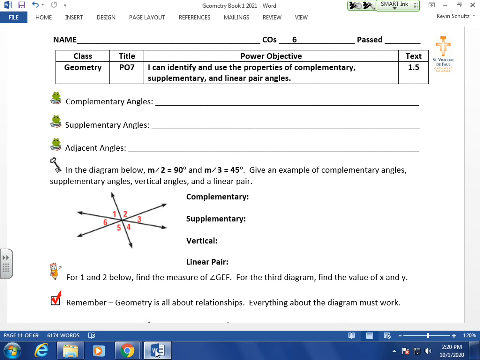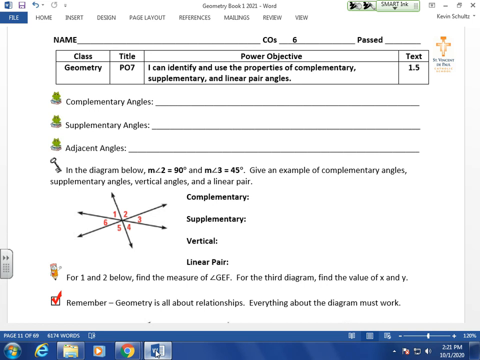In geometry, we're covering PO7, identifying the properties of complementary, supplementary, and linear pair angles. No matter how this lesson goes, it's got to be better than how it started, so that's good news for us. Defining complementary, supplementary, and adjacent angles.